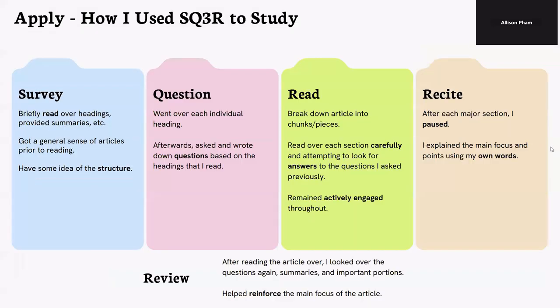Now, how I use SQ3R to study specifically is through first previewing different headings, provided summaries in the case of where they are given, and also to get a general sense of articles necessarily, which is also why I typically, one, ask questions in my head. I'm like, oh, what is this specific thing perhaps pertaining? What is this word in the case of where I'm unfamiliar with it, or if it's like a concept that I'm not entirely sure about yet.